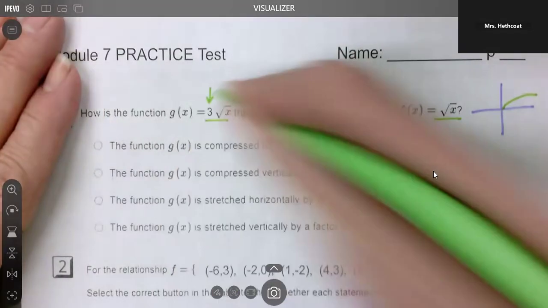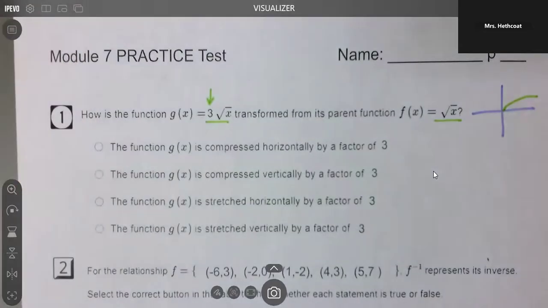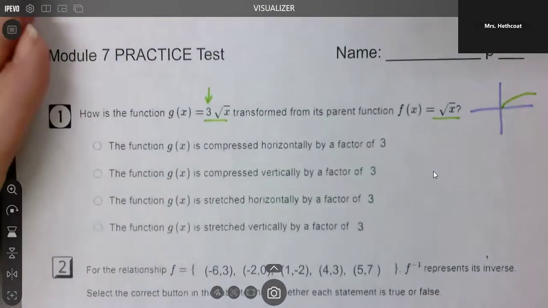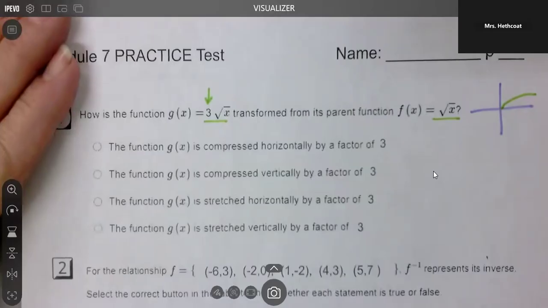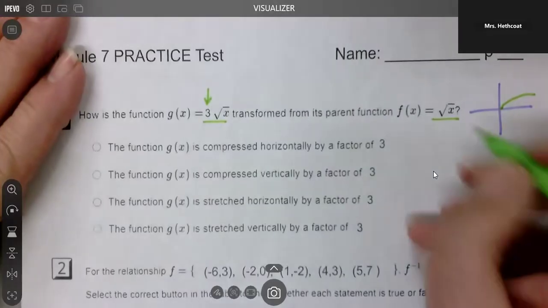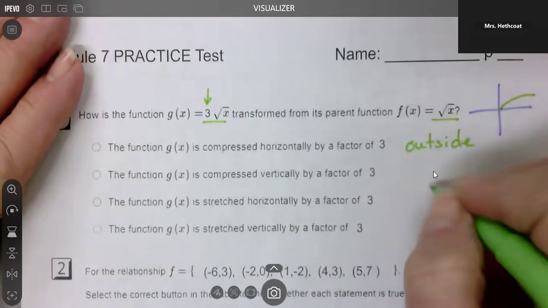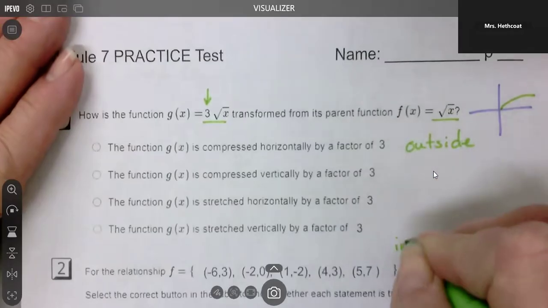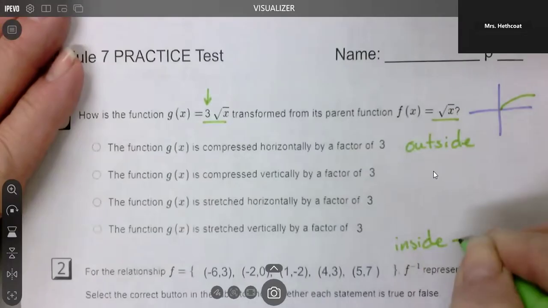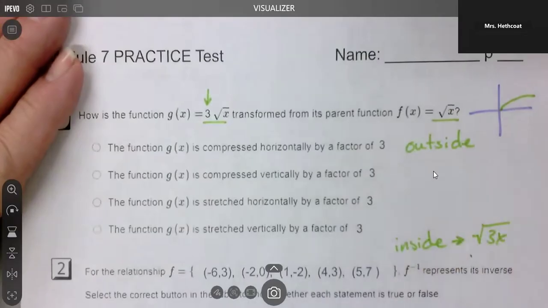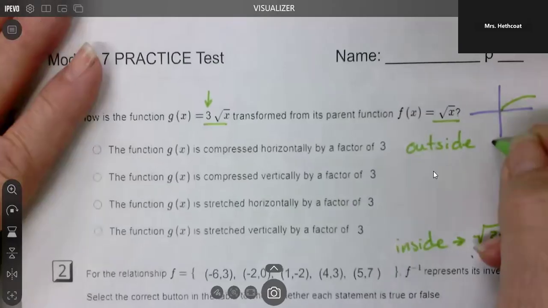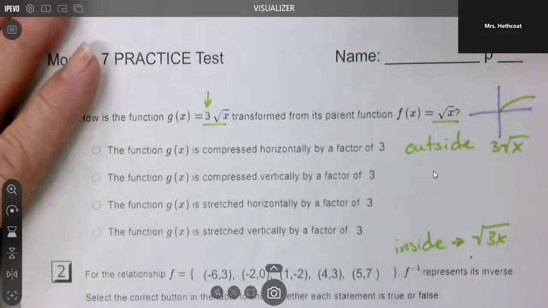So from there, we need to decide what the difference is between this, and the difference is the 3, right? So we need to decide if the 3 is on the outside or the inside of the grouping symbol. And it is on the outside. So our 3 is on the outside, right? Inside would look like this. Inside would look like square root of 3x. So that's the difference. So ours is on the outside of the grouping symbol, right?